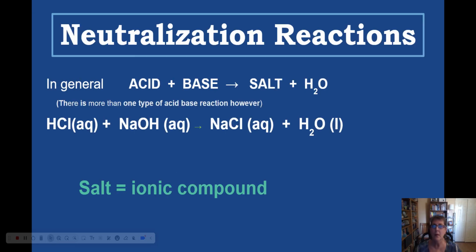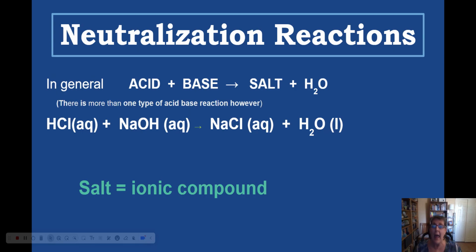Great. So one thing we can do now with acids and bases is put them together. And generally, acids and bases neutralize each other. We call it a neutralization reaction. In one type of acid-base reaction, an acid plus a base react and make a salt and H2O, water. There is more than one type of acid-base reaction. We're just going to focus on this type, however, where we make salt and water.